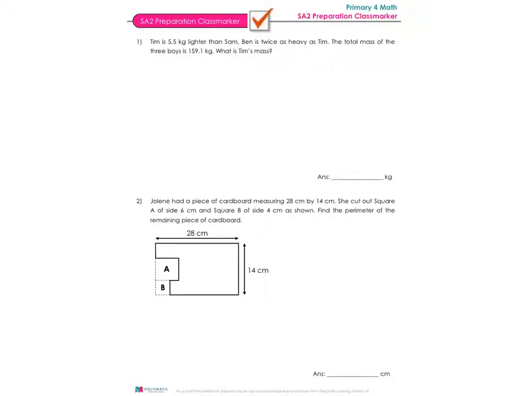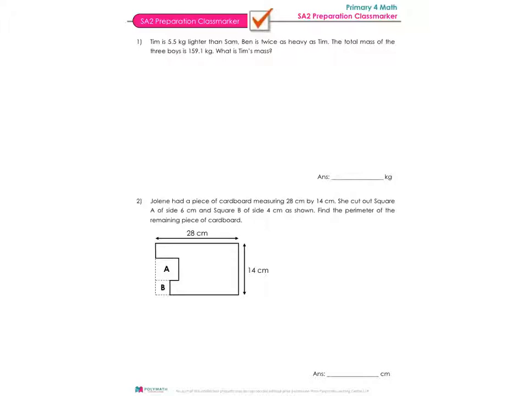Tim is 5.5 kg lighter than Sam. Ben is twice as heavy as Tim. The total mass of the three boys is 159.1 kg. What is Tim's mass? Alright, in such a question where we have three people, usually it's better to make the base unit, which is 1 unit, the person with what you think may be the lowest amount, or what you know to be the lowest amount.